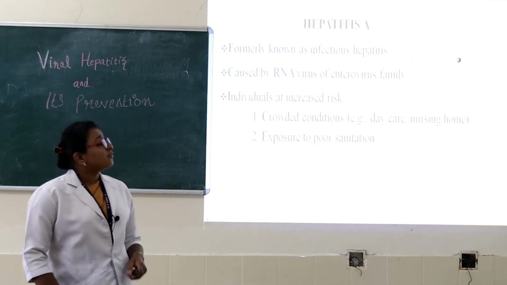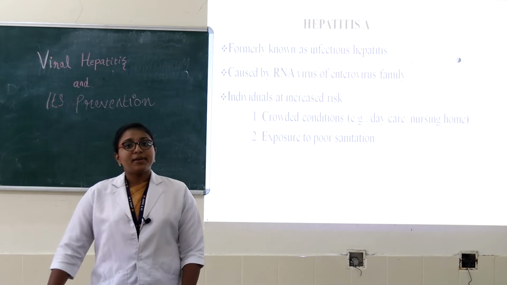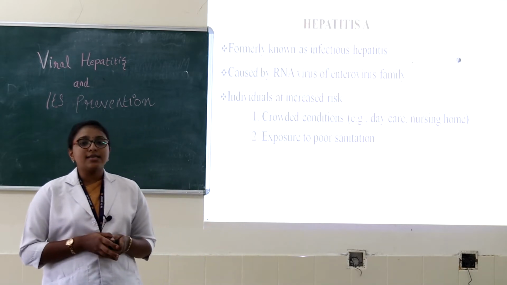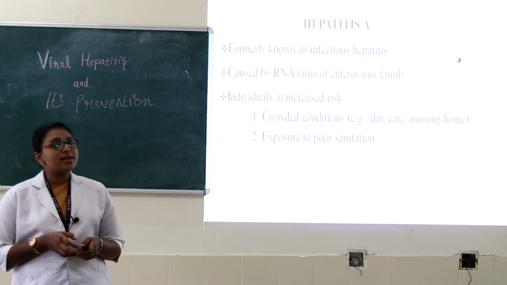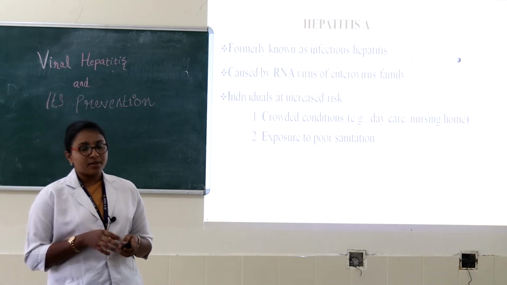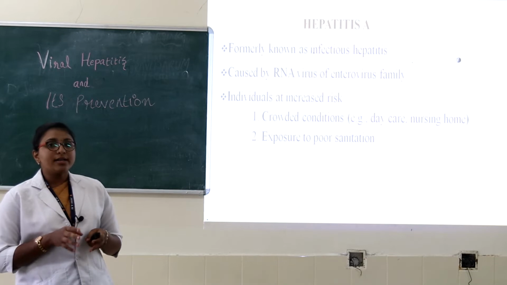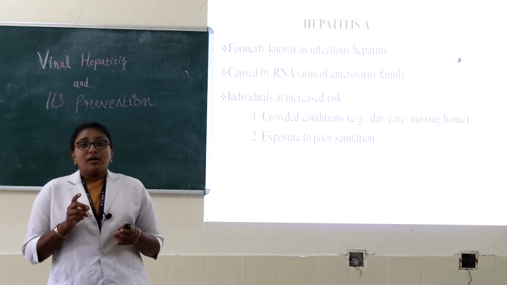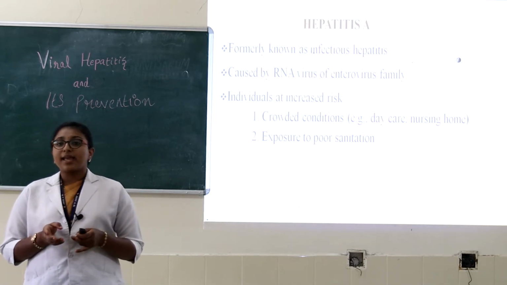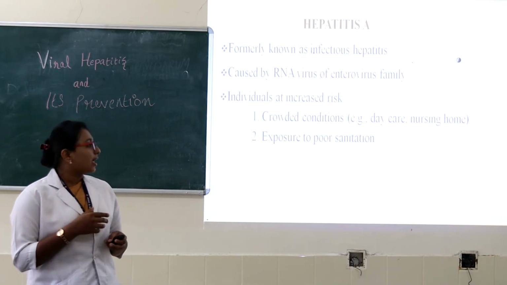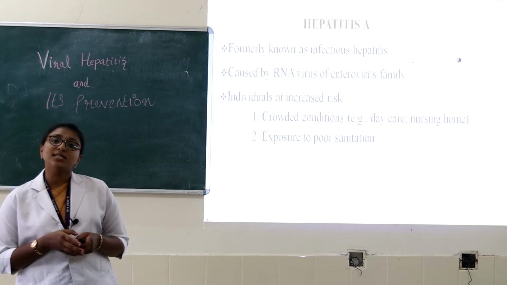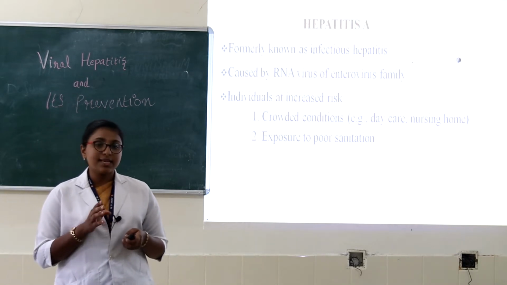First one is hepatitis A. Hepatitis A is formerly known as infectious hepatitis, and it is caused by an RNA virus of the enterovirus family. The most important risk groups are those in crowded conditions, that is, people staying in daycare, nursing homes, hostels, etc., and those exposed to poor sanitation, mainly slums.